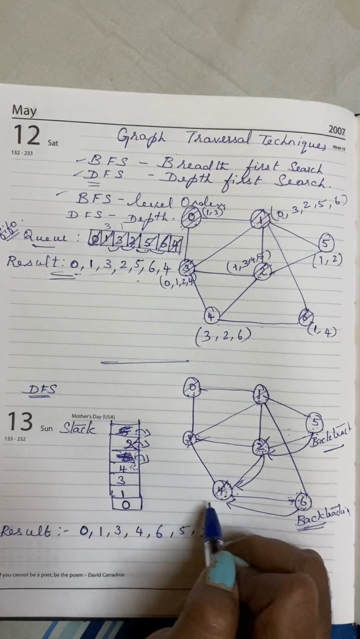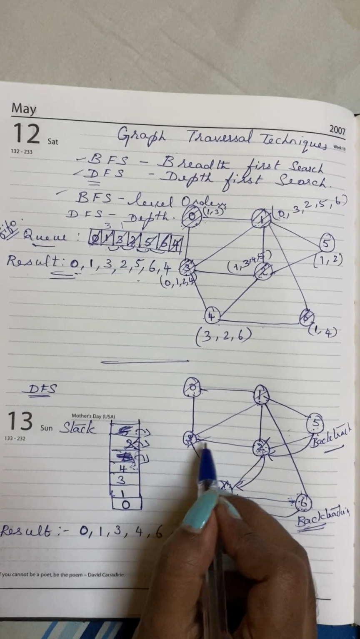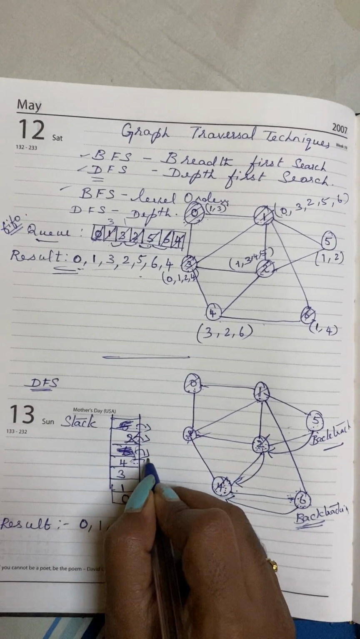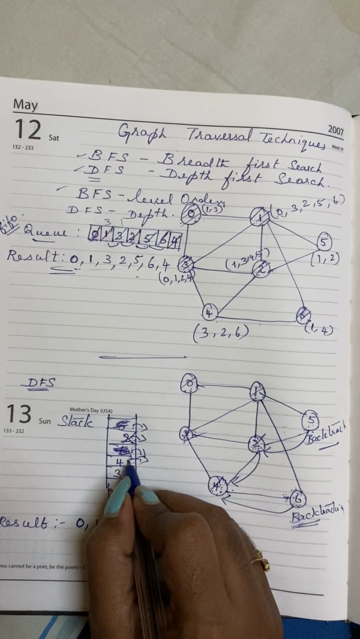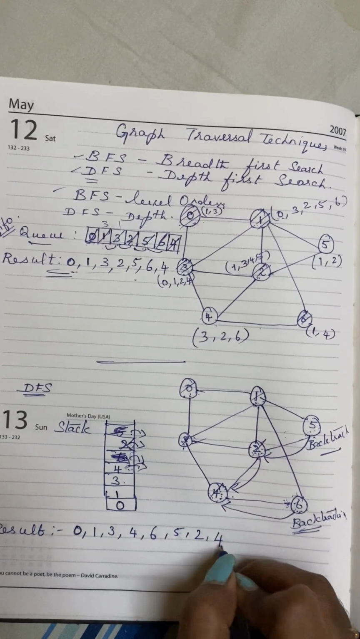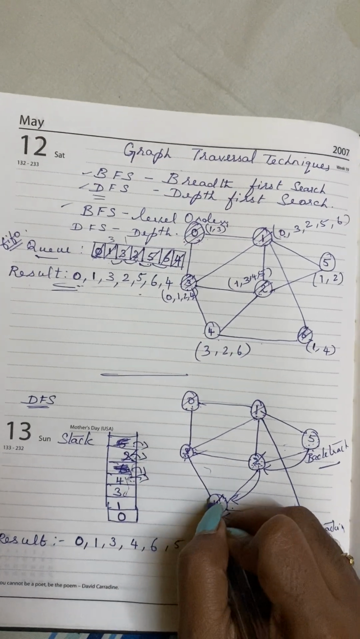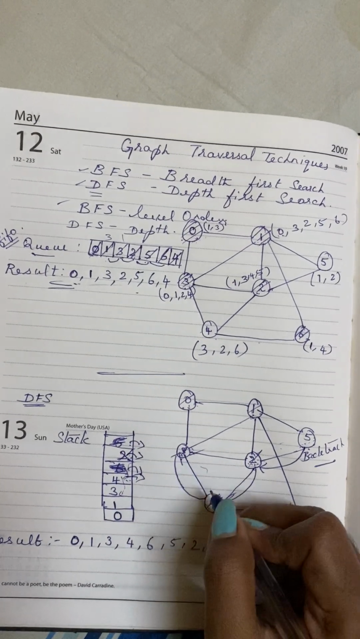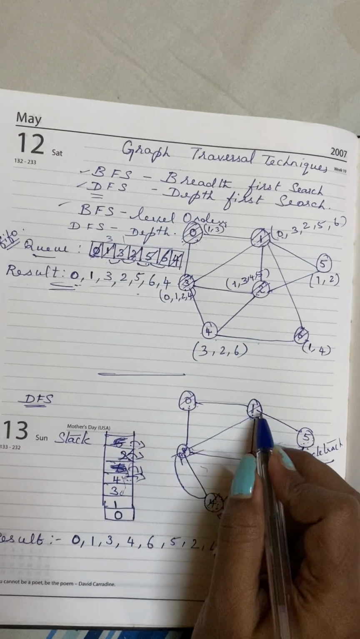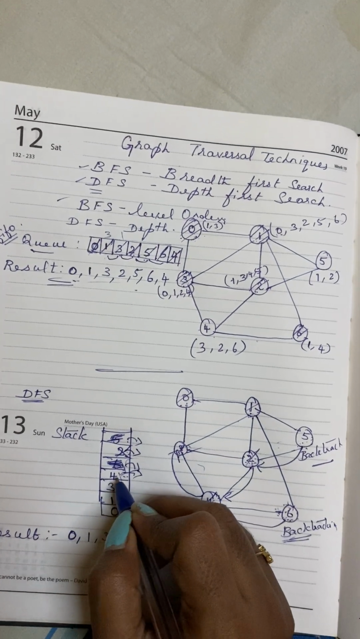You are checking if any unvisited nodes are there. We don't have any unvisited nodes. So we are popping out 4. Before 4 you have 3. Now from 4 you are backtracking to 3. You are checking if any unvisited nodes are there. No.